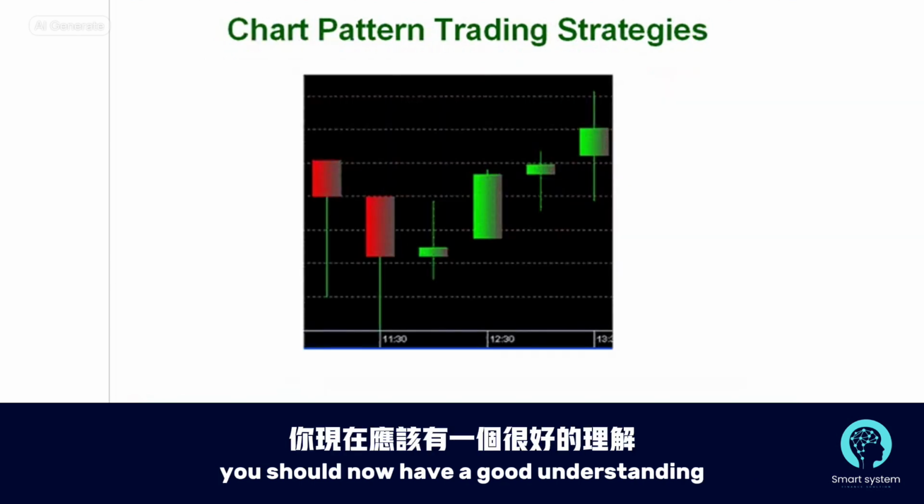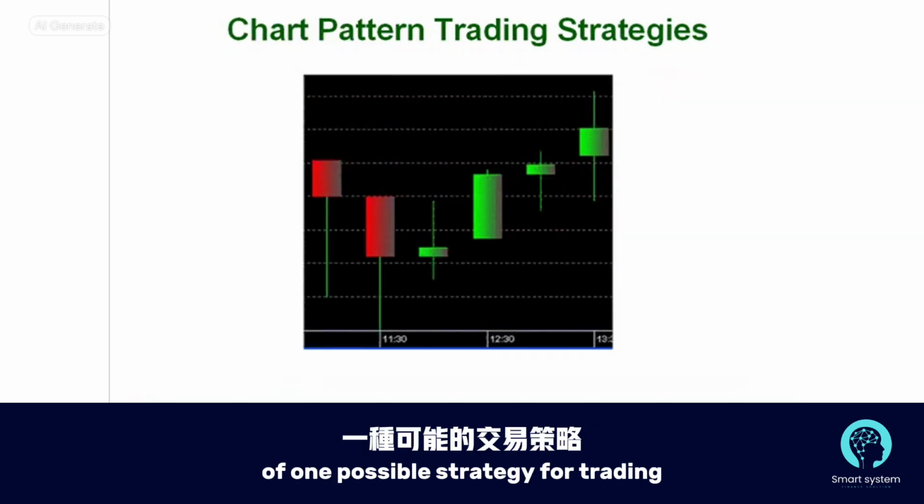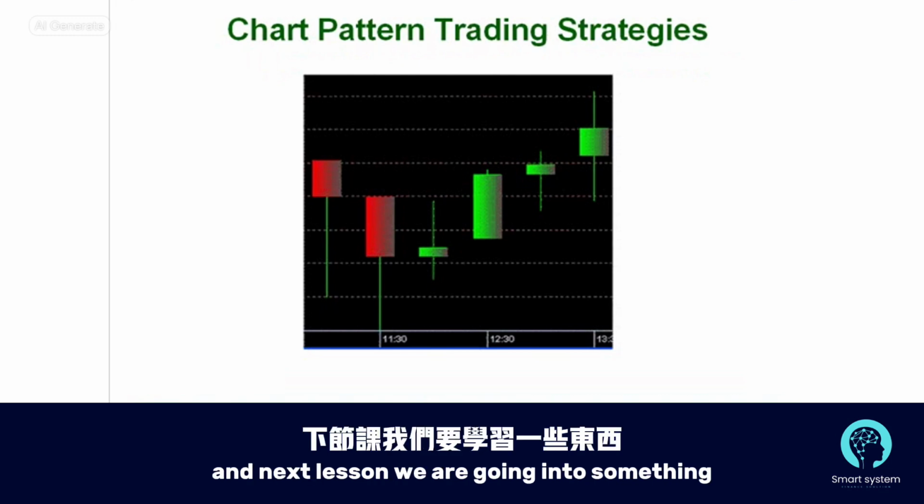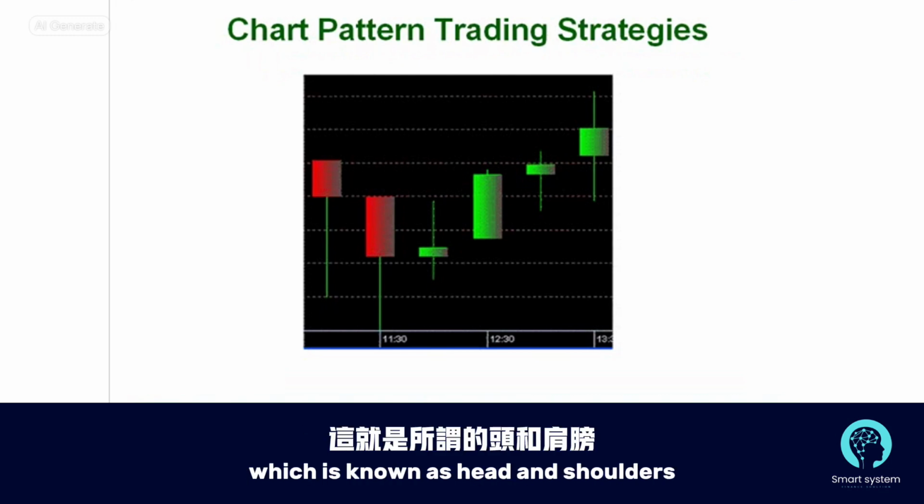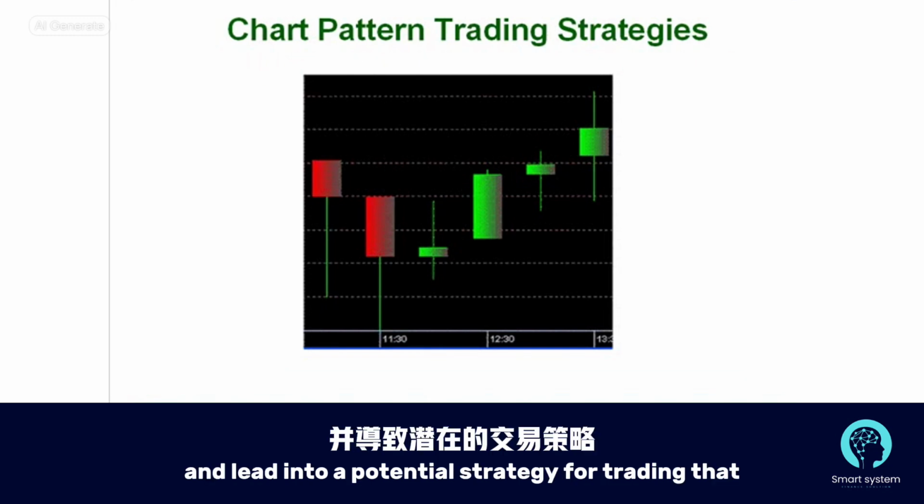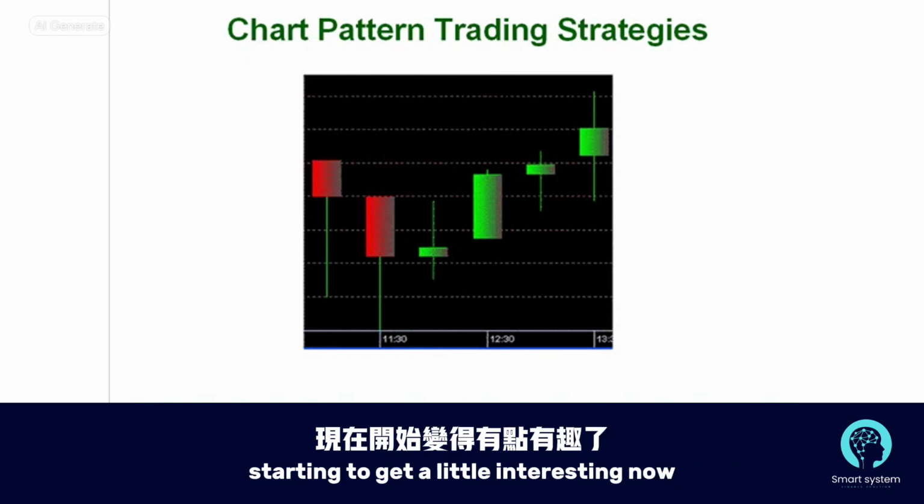You should now have a good understanding of one possible strategy for trading tops and bottoms that is commonly used in the market. And next lesson we are going into something known as head and shoulders, which is another charting pattern, and lead into a potential strategy for trading that. Starting to get a little interesting now.